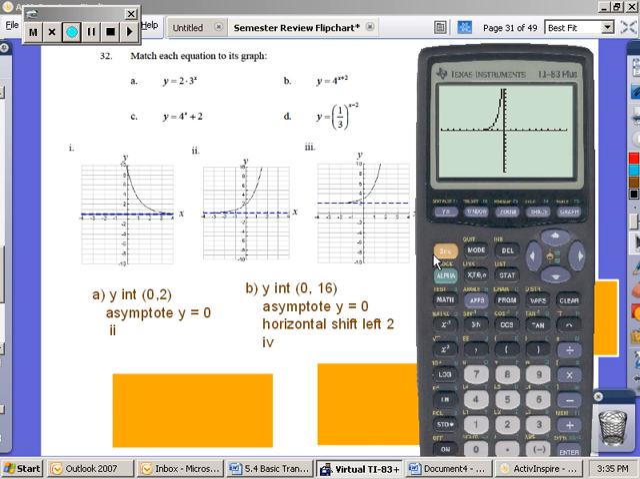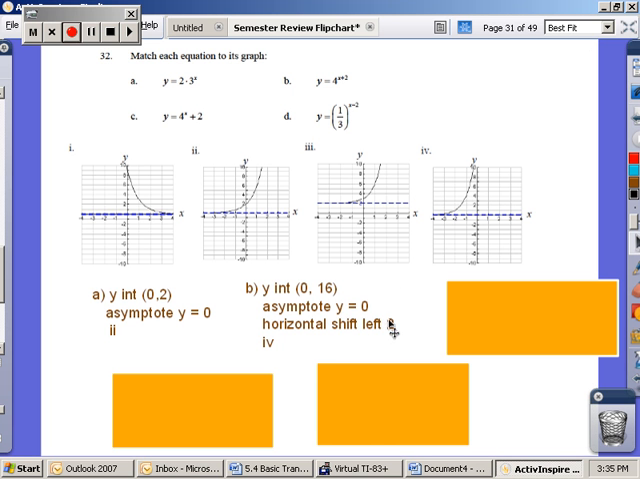I also can go to second graph, check to see when x is 0, what is y? Y is 16, so my y-intercept is (0, 16). I do not have a k value, so my asymptote is y equals 0. And my horizontal shift is 2 to the left because it's a plus 2, so I go to the left 2.